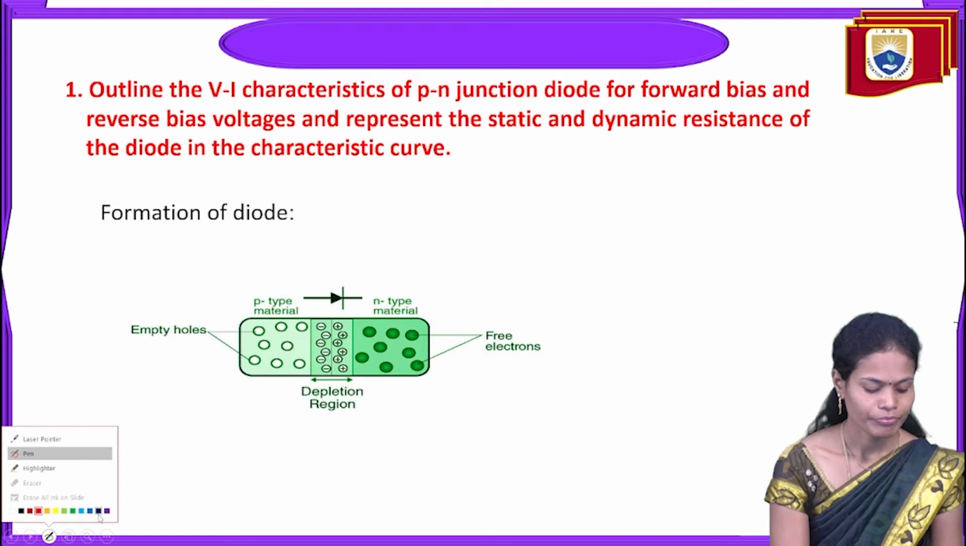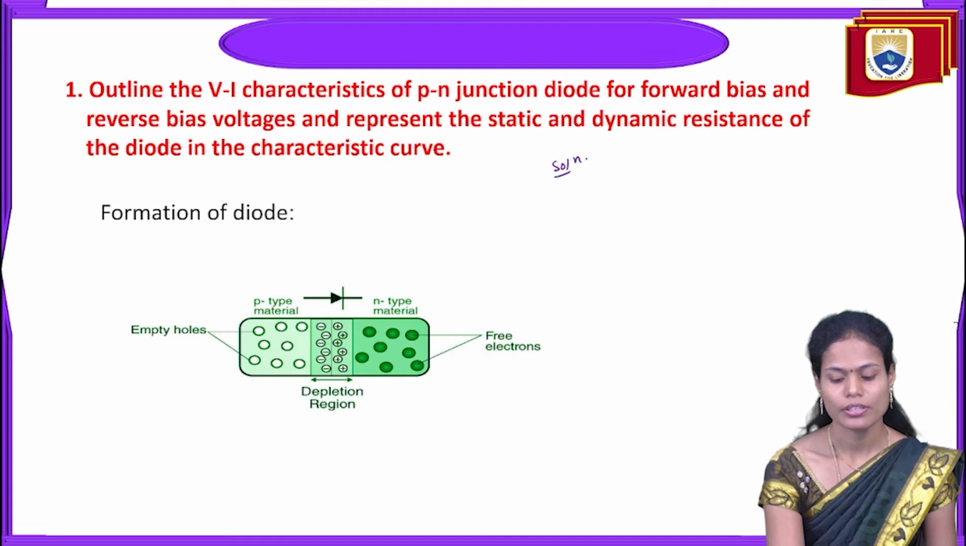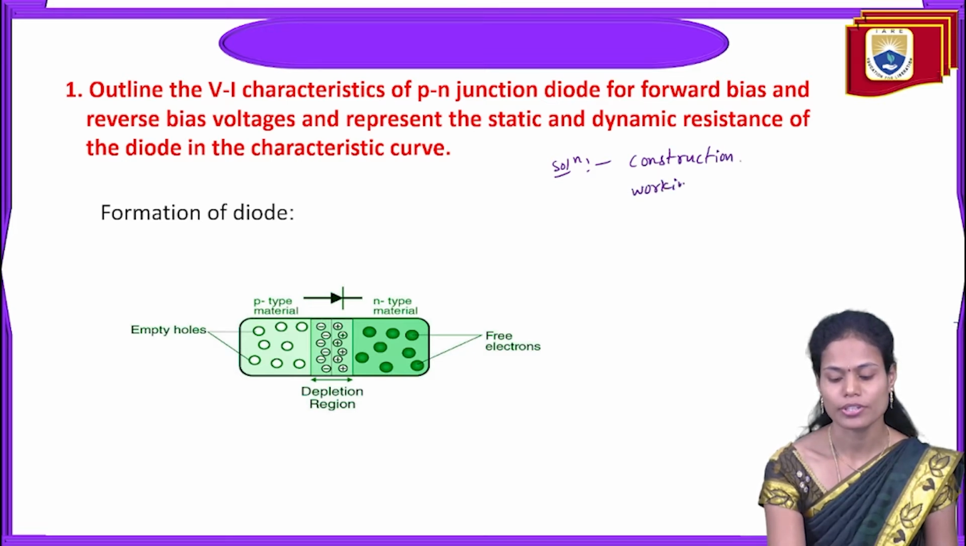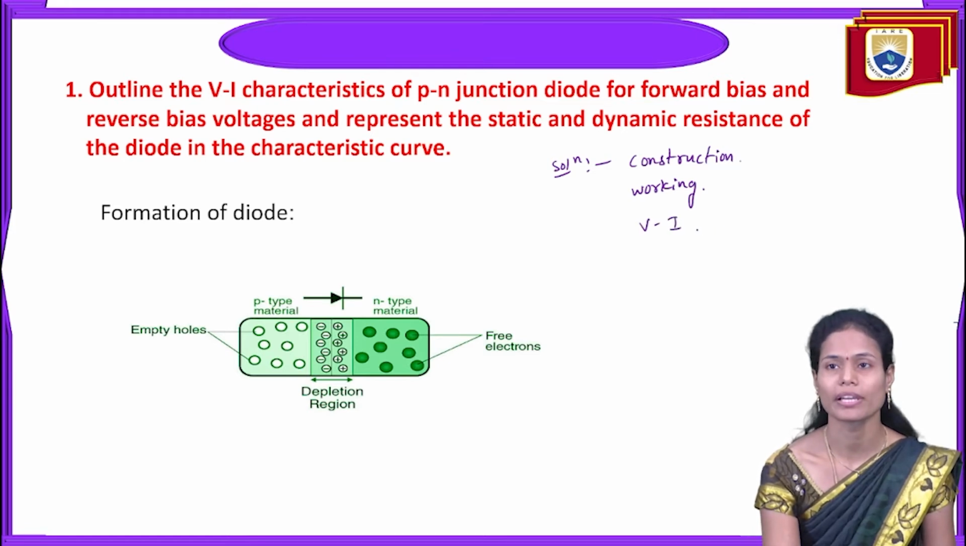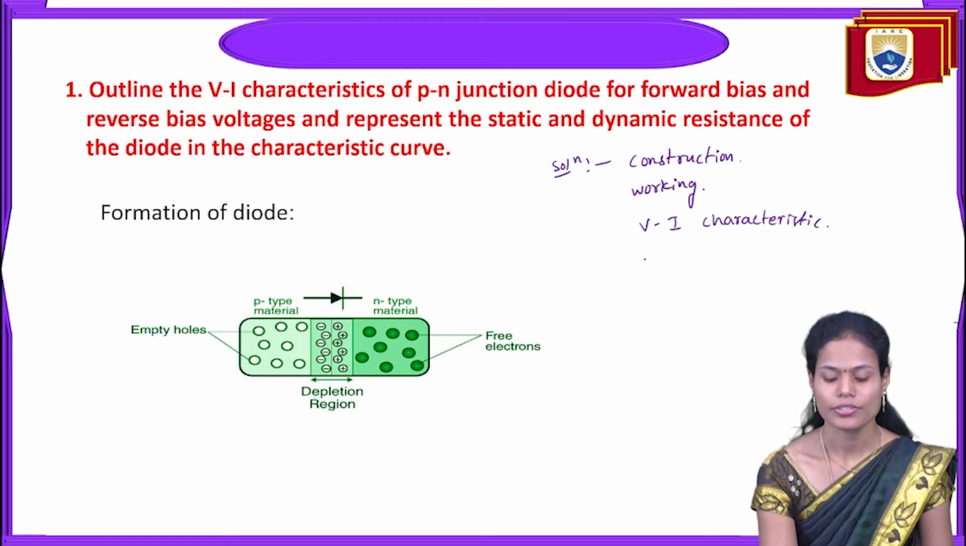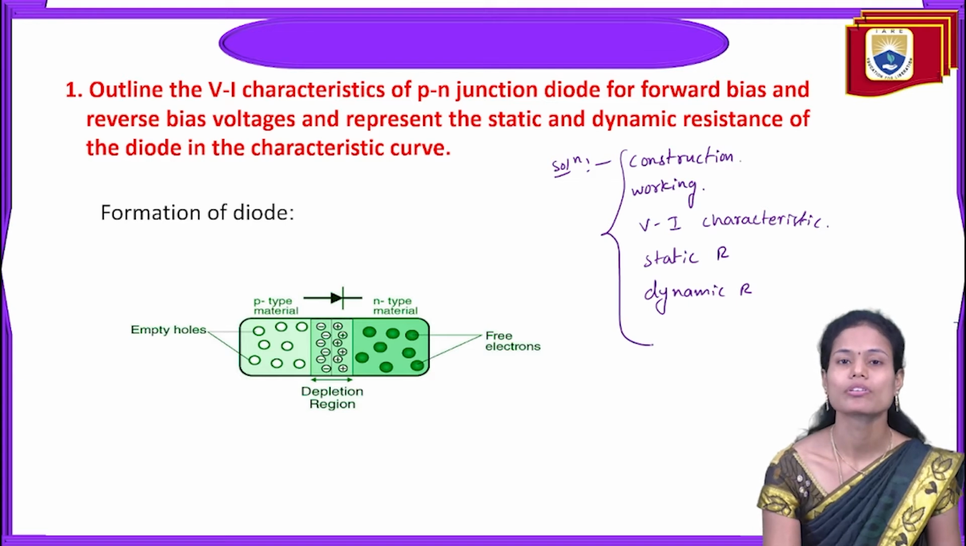To write the solution for this given question, the first thing is we have to write about the construction of the PN junction diode, and next the working of the PN junction diode, and next we need to go with the VI characteristics of the diode by applying forward and reverse biasing. After drawing the VI characteristics we need to calculate the static resistance as well as the dynamic resistance. These are the points we need to cover in this particular question.